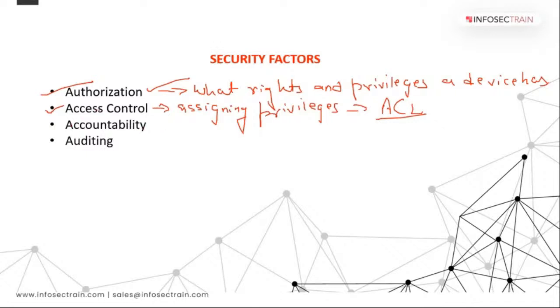Now, even after these access controls and authorization, an incident can happen, right? What is an incident? Any mishappening, like someone attacked your server or someone attacked your website. Now, what is accountability? Accountability means you are determining who to hold responsible for a particular activity.